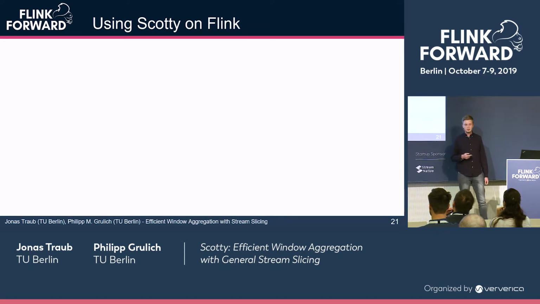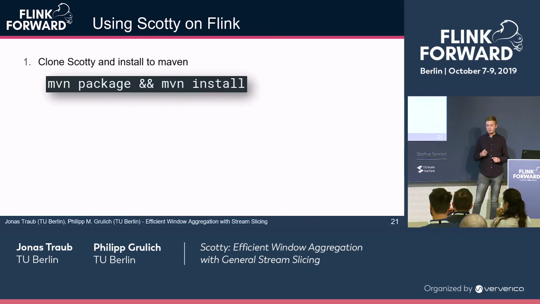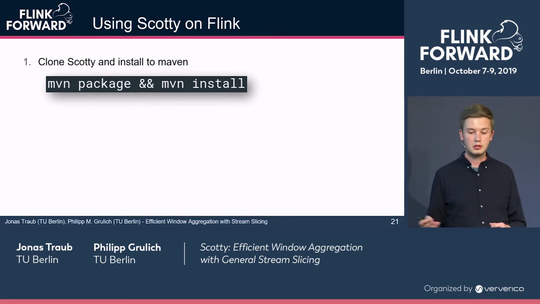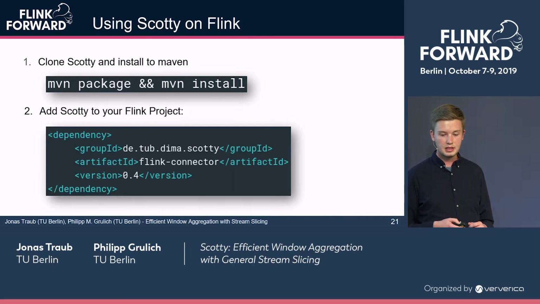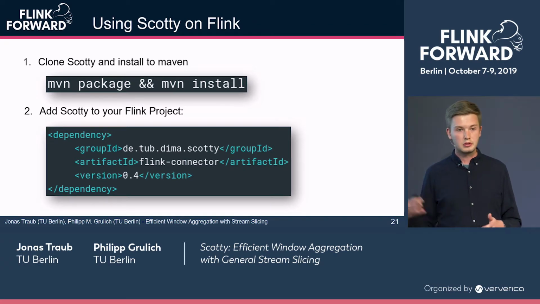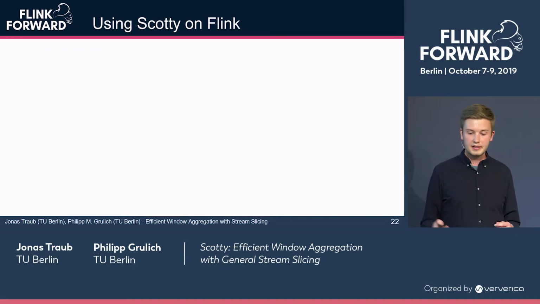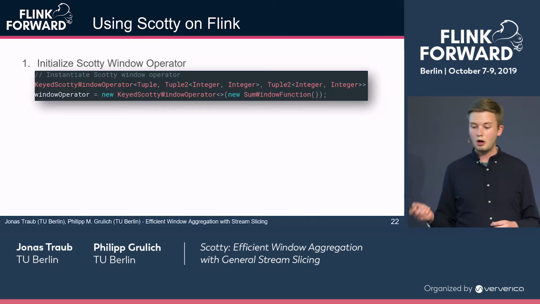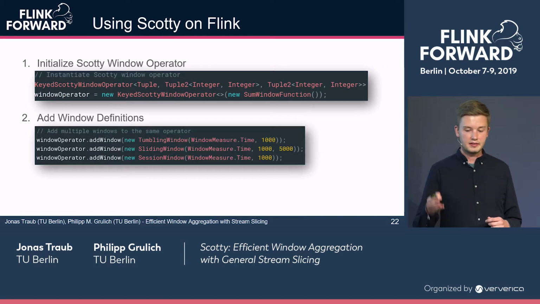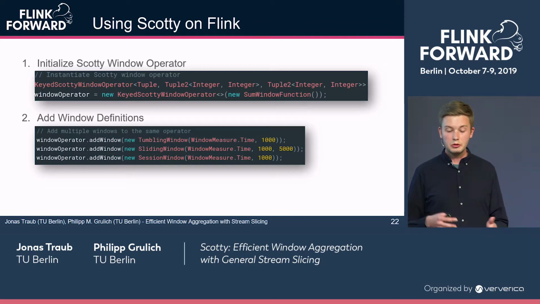So how can you use Scotty in your Flink pipeline? First, you have to clone our repository, build the Maven dependency, and add it to your local Maven repository. Then you have to add our library to your Maven project, and then you can use it just as a new operator in your pipeline. You just have to initialize our window operator and pass your aggregation function. Then you can add any number of window definitions.